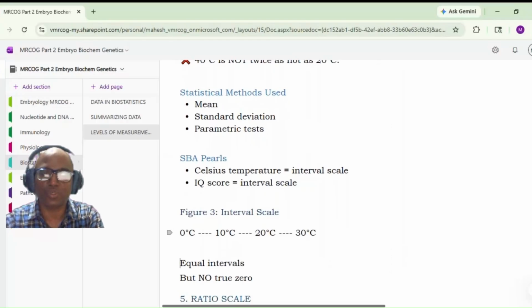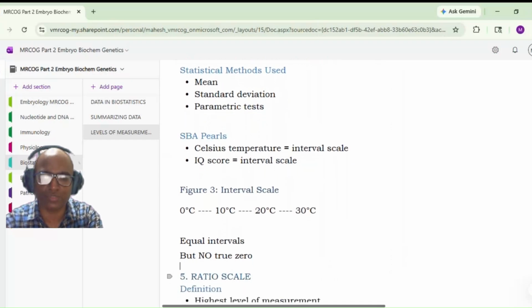But there is no true zero. 0 degree centigrade does not mean the absence of temperature. 0 degree has got some temperature, which we are labeling as a 0. So there is no true zero. So this is not a true zero.